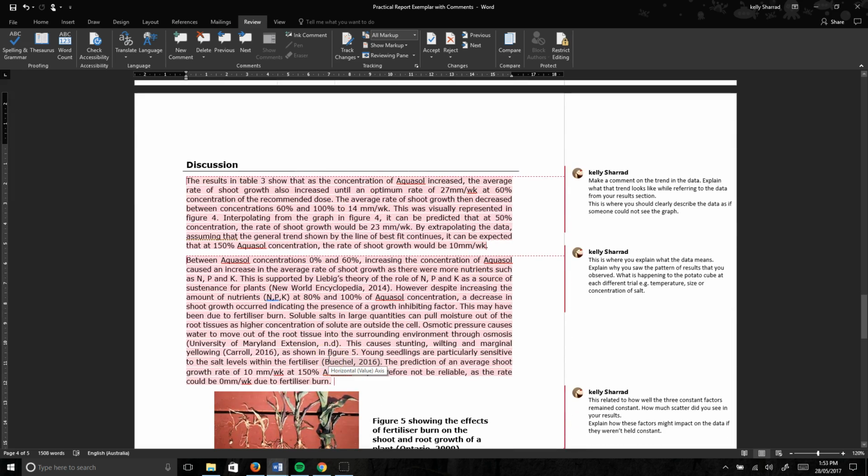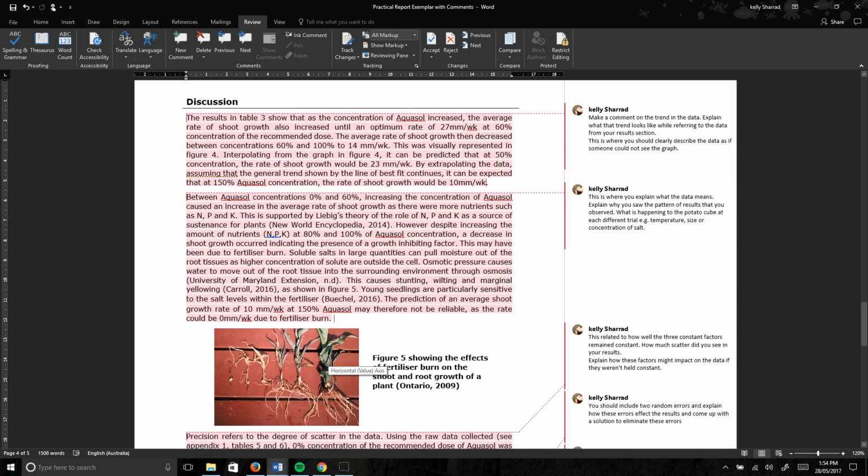So you need to explain, why do we see an increase in loss of mass of the potato cubes as you increase temperature or surface area or concentration of salt? So you need to explain why, okay? Because that's what science is all about.